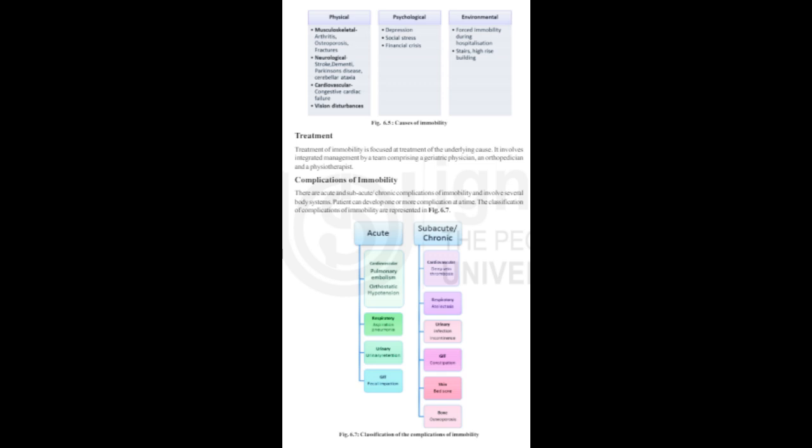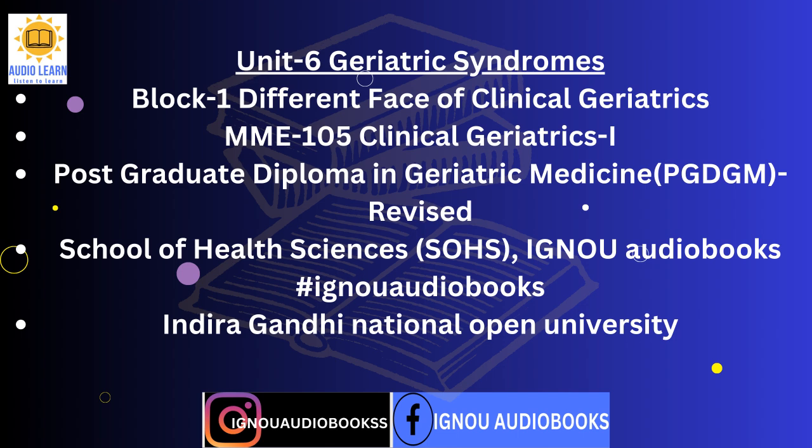MME 106, 6.9 Immobility. Immobility is common in elderly. Let us learn more about it in the following subsections. Definition. Mobility is the ability to move one's own body through space. Immobility is the inability to move about and has physiological, social and psychological aspects. Causes of immobility. Immobility has a multifactorial etiology. Fig. 6.6 depicts the important causes of immobility. For a detailed account on each of the causes, the learner is referred to the respective sections. Fig. 6.5, Causes of immobility.